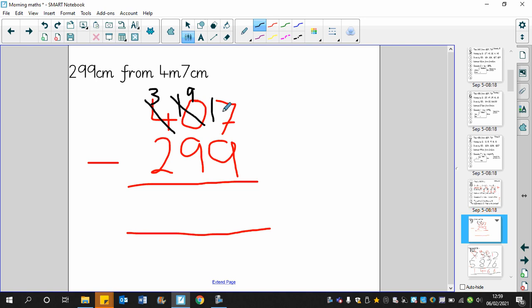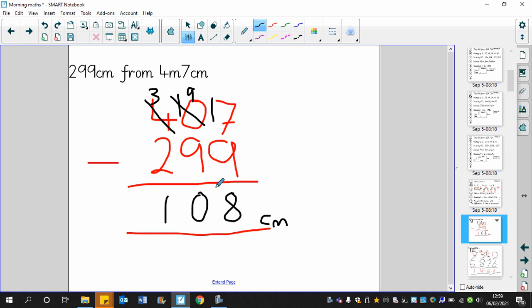17, take away 9 is of course 8. There we go. 9 take away 9 is 0. And 3 take away 2 is 1. So the answer is 108 centimeters.